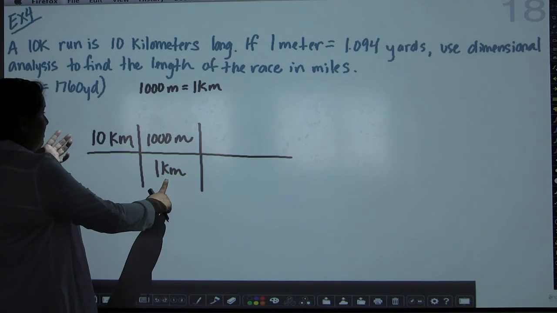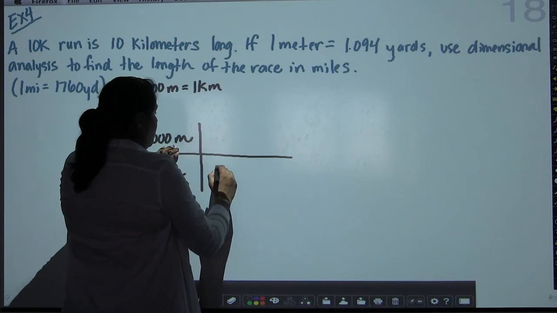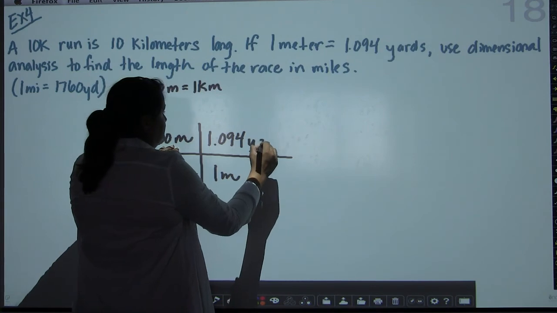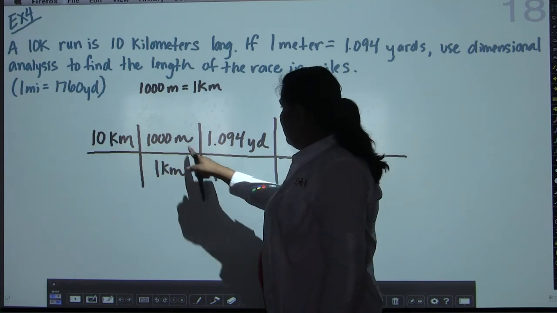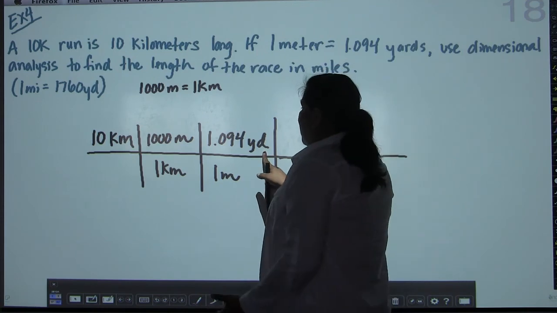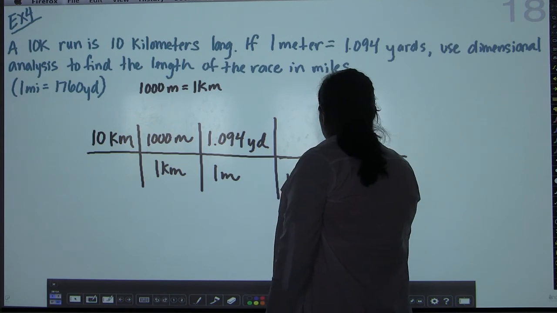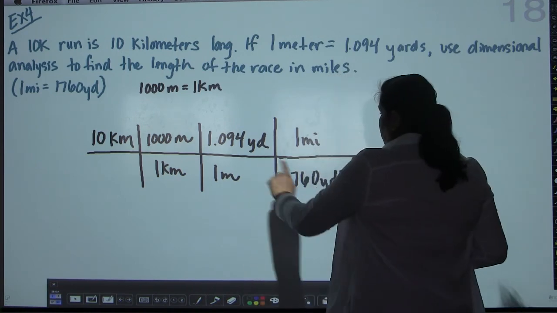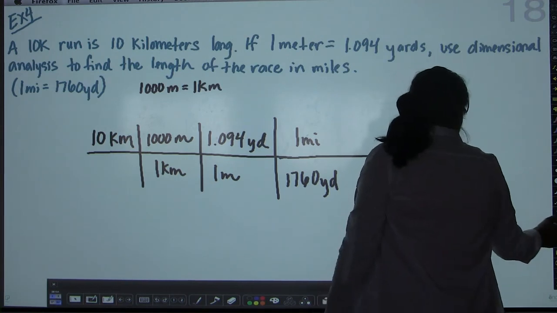I want miles eventually. So from there, we're going to go from meters to yards because we know this. So we're going to put 1 meter is equivalent to 1.094 yards. All right. So now my meters and my meters will cancel. And now I have yards. But I don't want yards, I want miles. So then my last step is to take the 1760 yards, and on top, I put 1 mile. So then here, the yards are going to cancel. I'm going to be left with miles, which is what I want.